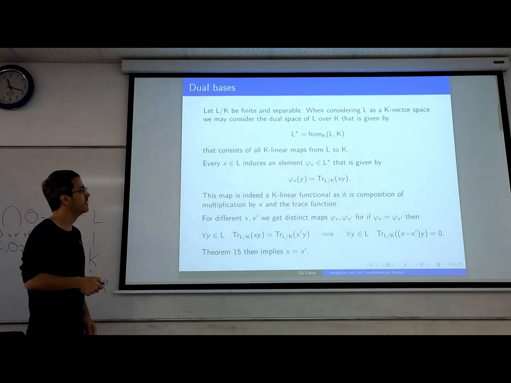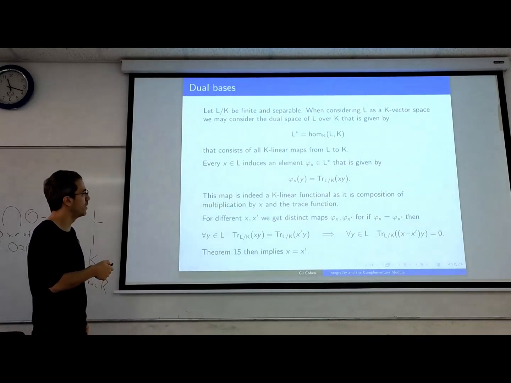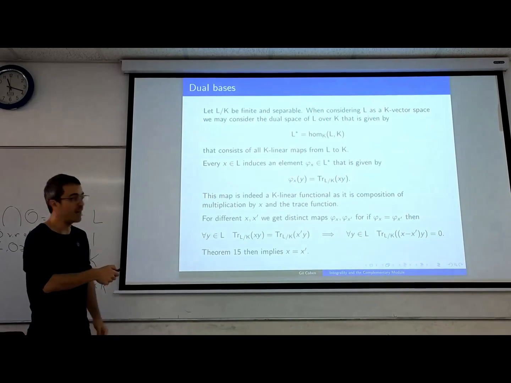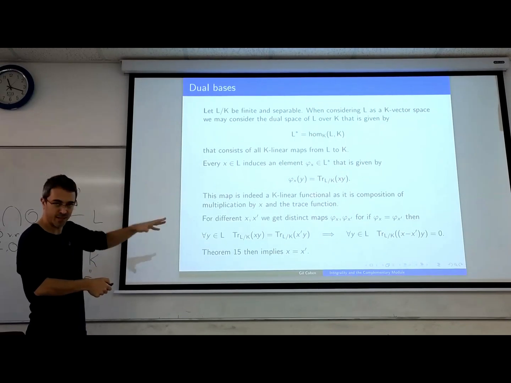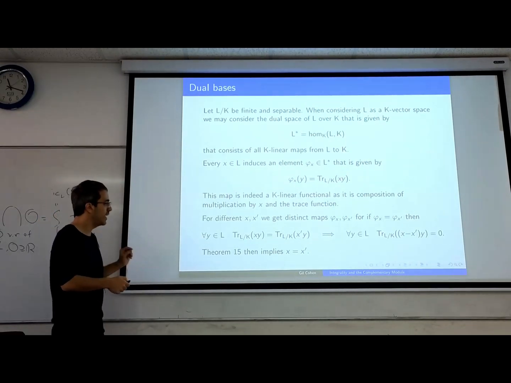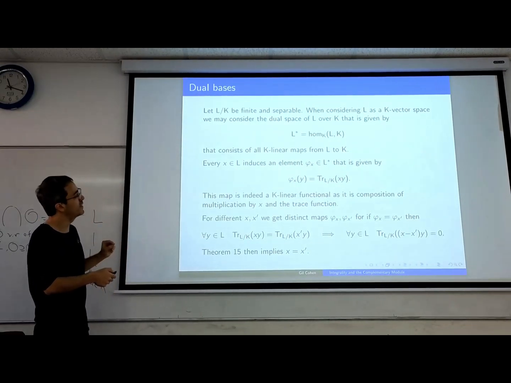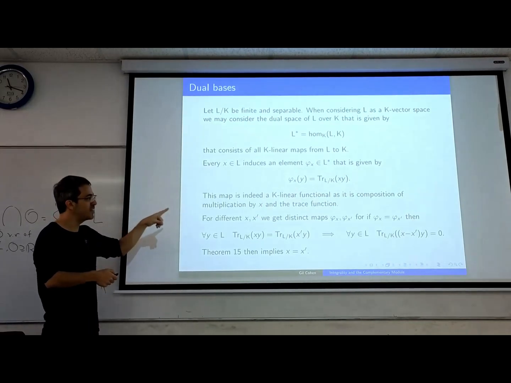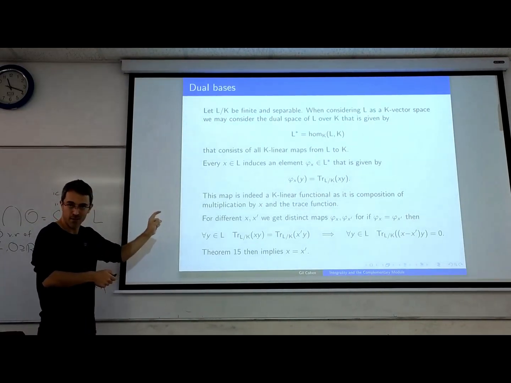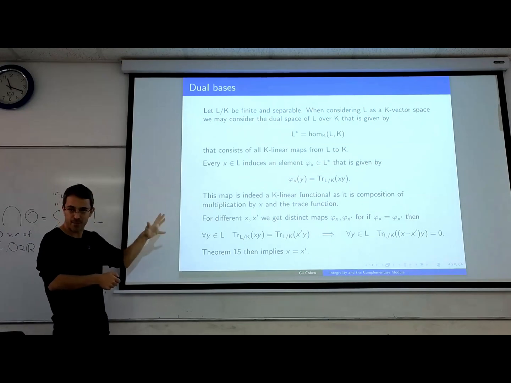And moreover, so I just showed you an example. For every x in L, you can find a linear map from L to K. Take the product of your input y with the prescribed x and trace down. But what I want to say more is that when the extension is separable, and that's the assumption, for different x's you get different examples. Right? So phi sub x and phi sub x prime are different.